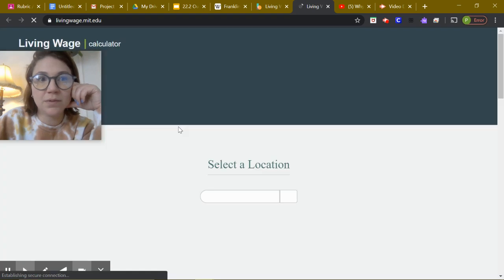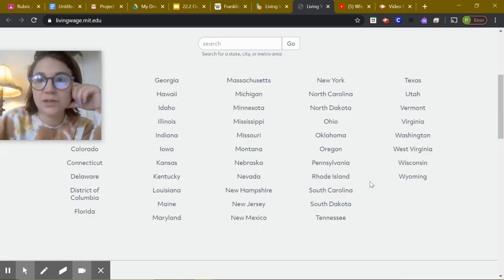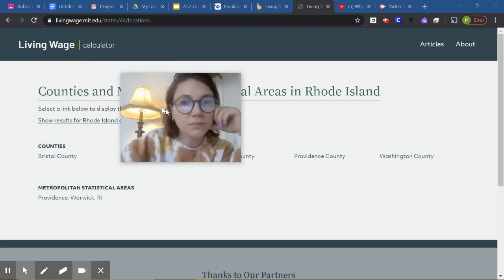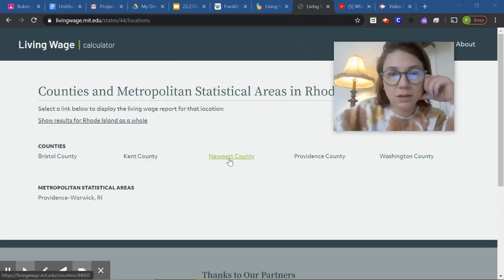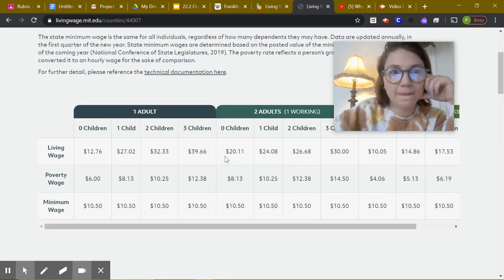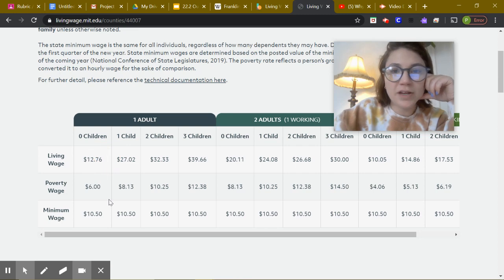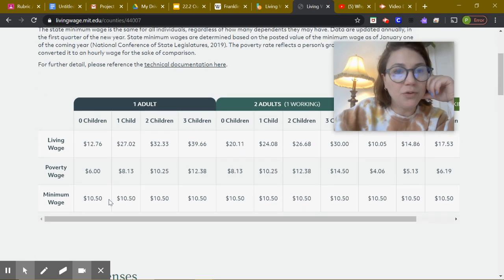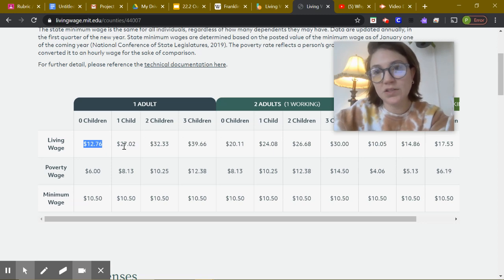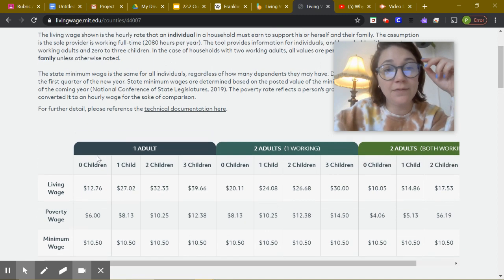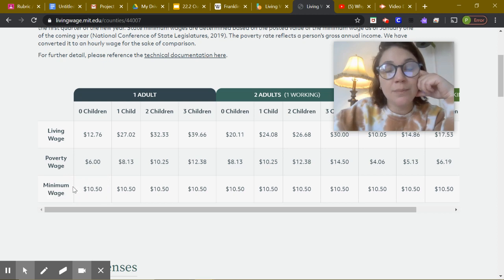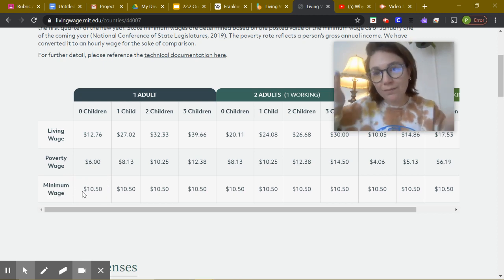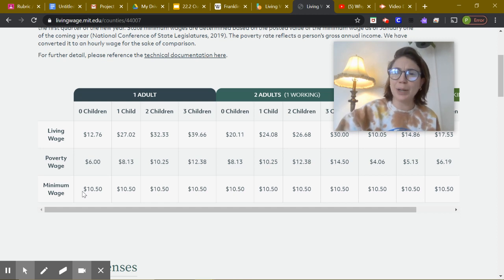I just want to see what Rhode Island is. And then we'll see what the living wage is. What are we, Providence County? It's Providence County. Okay. So in Providence County, if you're one adult, you need to be making at least $12.76 to afford to live above the poverty level in Providence, but the minimum wage is $10. So definitely people are looking at realigning that. I'm sorry, I know this is a little bit of a tangent, but I hope it was helpful in explaining how people see these different things.